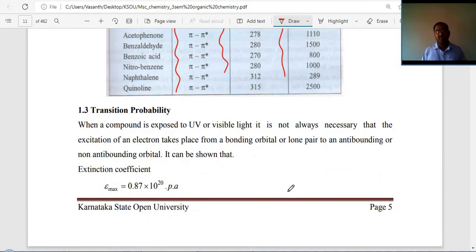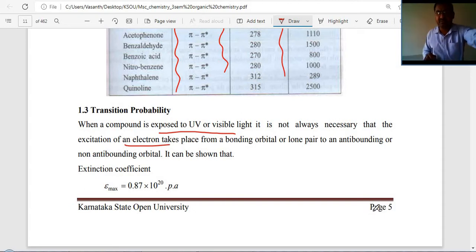Next, the transition probability. When a compound is exposed to ultraviolet or visible light, it is always necessary that excitation of an electron takes place from a bonding orbital or a lone pair to an antibonding or non-bonding orbital.